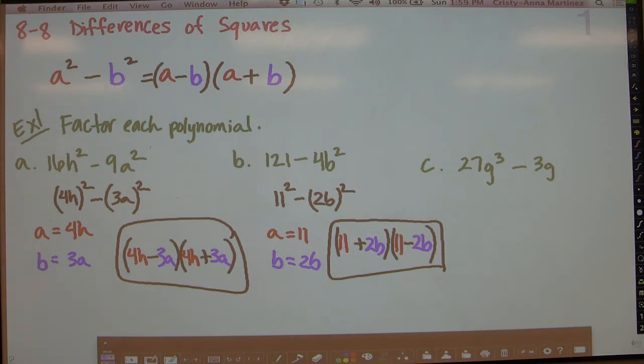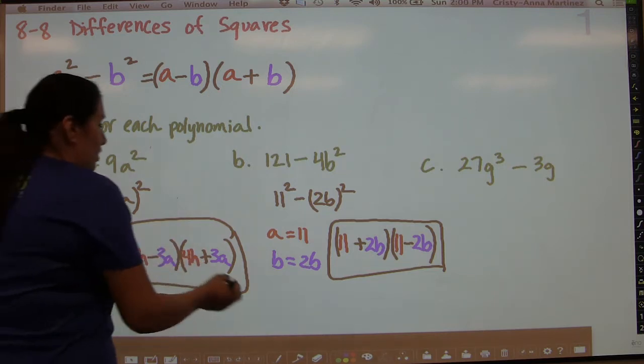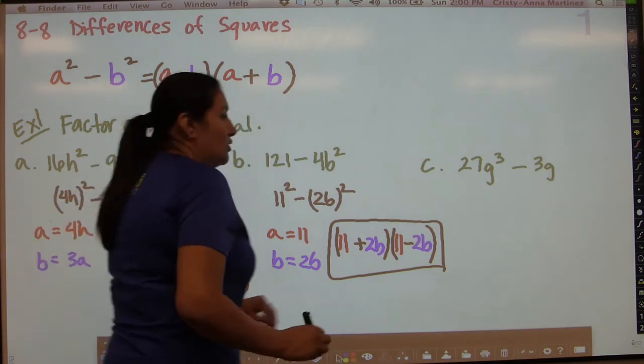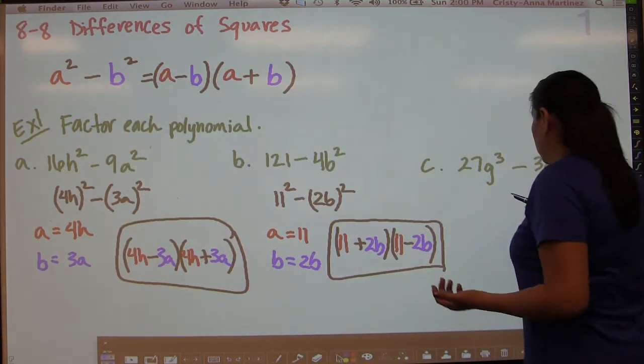Now in part c, we're going to do that one a little differently, because first of all, you don't see that it's a difference of two squares. You don't have a squared minus b squared, you have g cubed. Also, you should recognize that 27 and 3 have a factor of 3 in common. So the first thing you're going to want to do in the case of part c is to actually factor out what is in common.